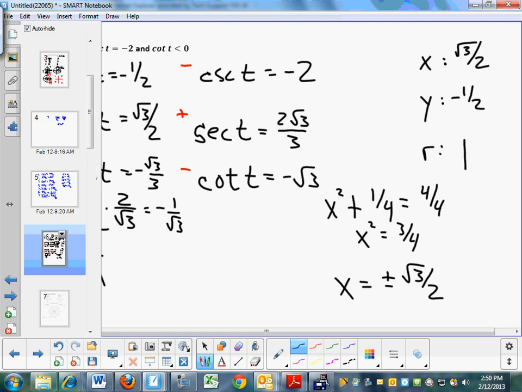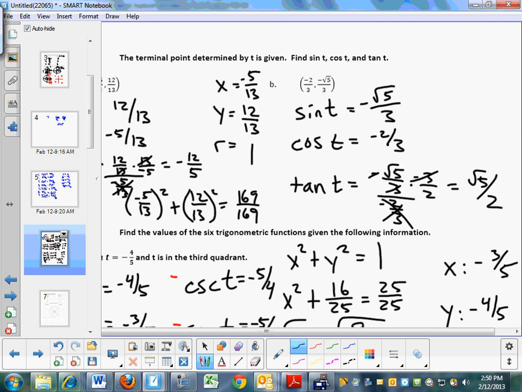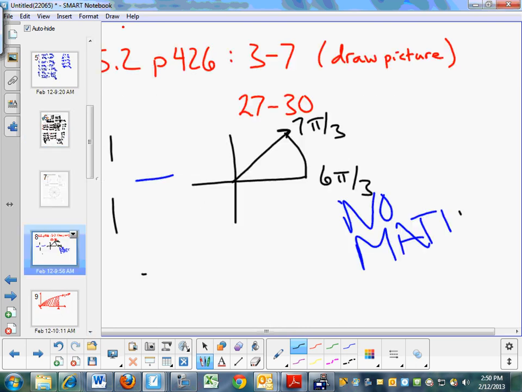Here's your assignment, something for you to work on. You're going to have time to work tomorrow in class, trust me. There it is.